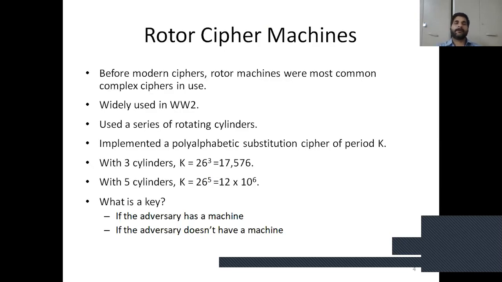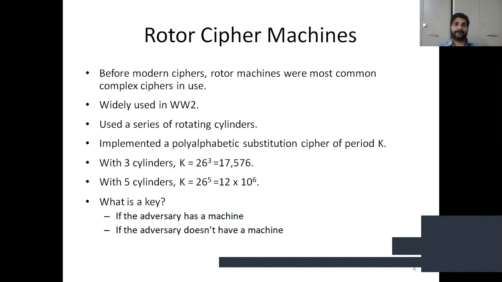Now we explain the rotor cipher machines. Before modern ciphers, rotor machines were the most common complex cipher in use. Widely used in World War II, they use a series of rotating cylinders. They implement a polyalphabetic substitution cipher of period K; with 3 cylinders, K equals 26 to the power 3, equal to 17,576 permutations possible.